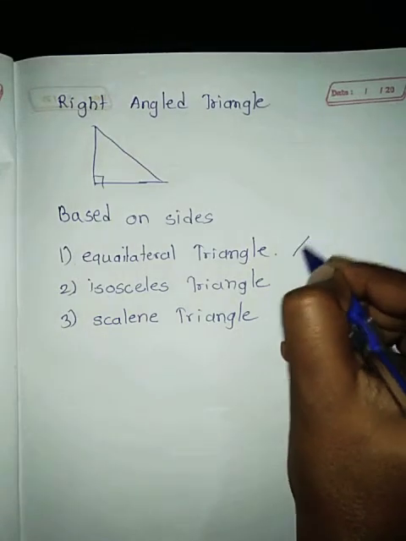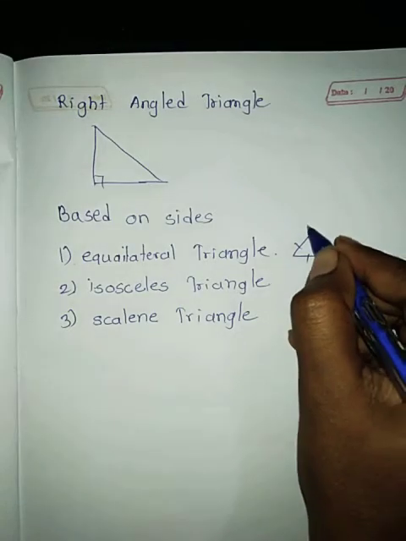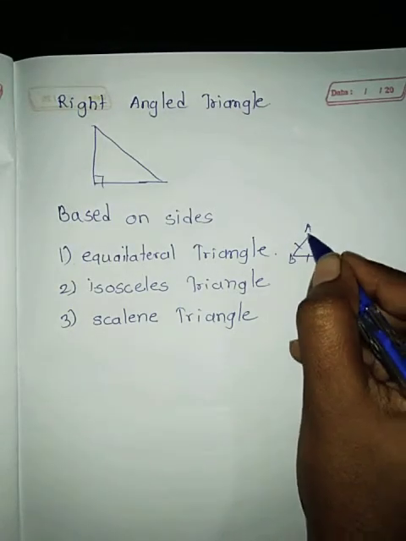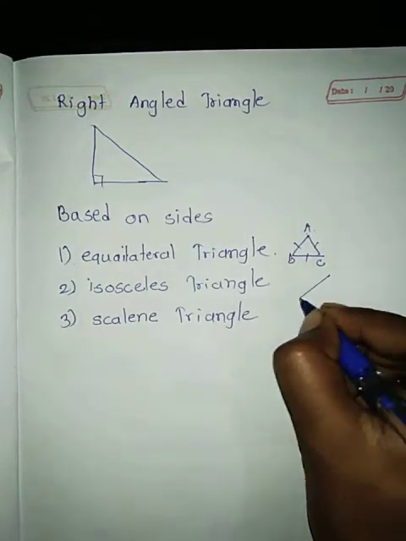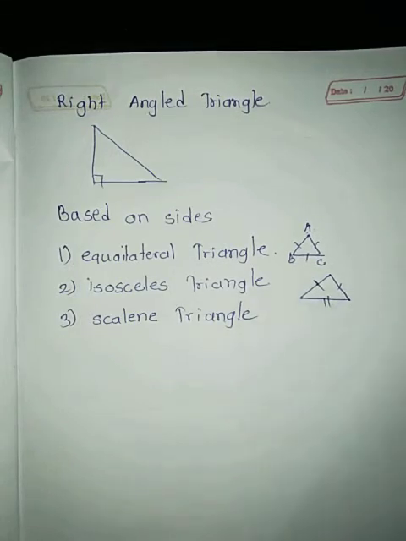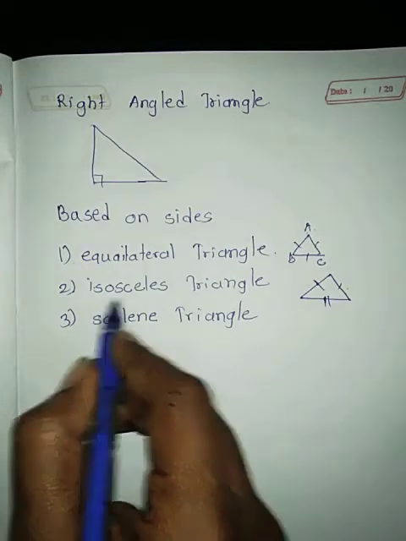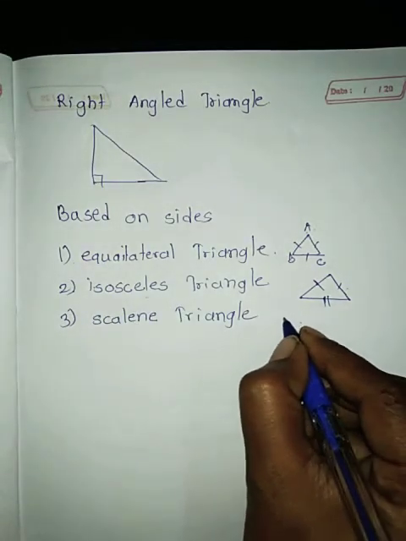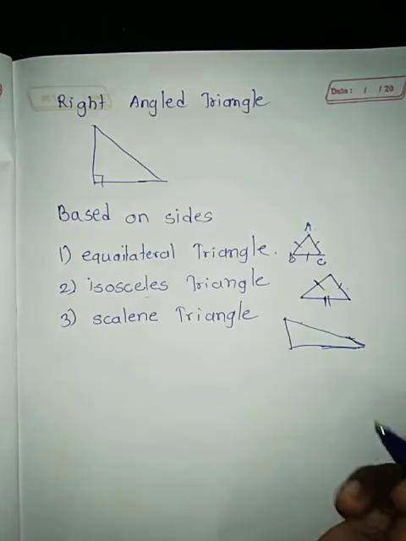Now in an equilateral triangle, suppose this is the triangle ABC, all the sides will be the same, means AB is equal to BC is equal to AC. Now in an isosceles triangle, two sides, any two sides, will be the same and the other one is different. And a scalene triangle is nothing but all the sides will be different.